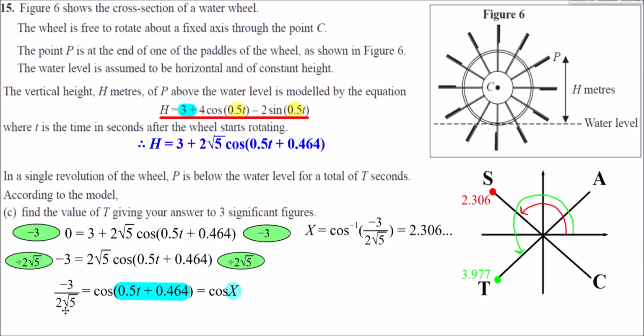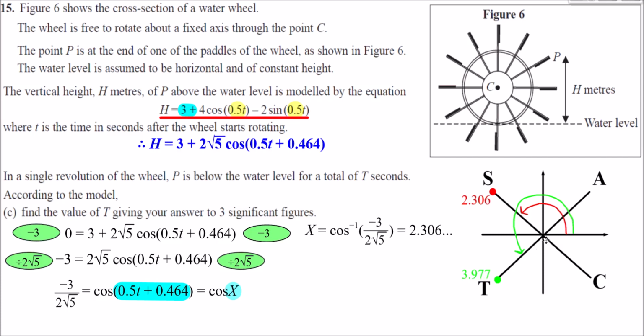Cos here is a negative value. So the quadrants we're interested in, where cos might be negative, are the S quadrant, where cos is negative, and also the T quadrant. I'm going to explain why this solution is 3.977.